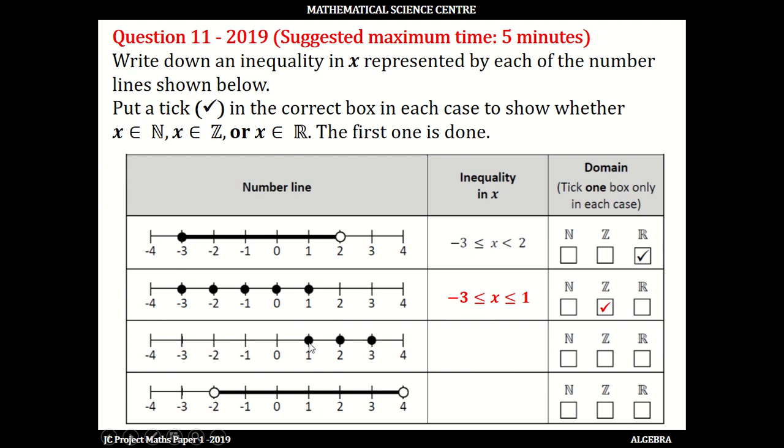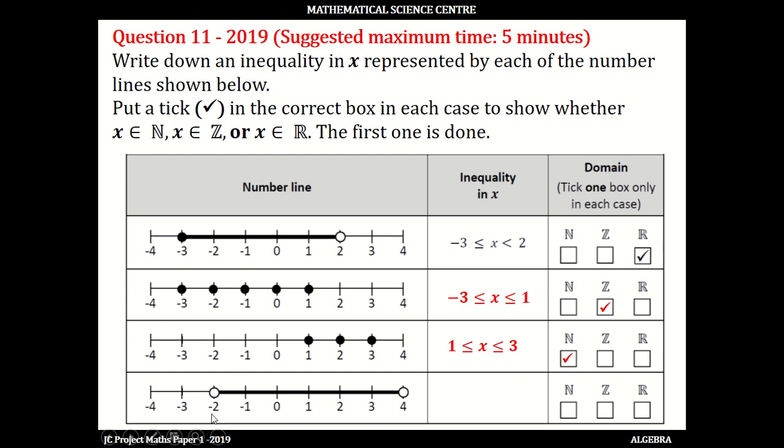On the next number line, we've got 1, 2, and 3. Because again, there is no line, that means we're only allowed to use either the number 1, the number 2, or the number 3. So with an inequality, 1 is less than or equal to x is less than or equal to 3. And we can either use 1, 2, or 3, and these are all positive whole numbers, so these are natural numbers, N.